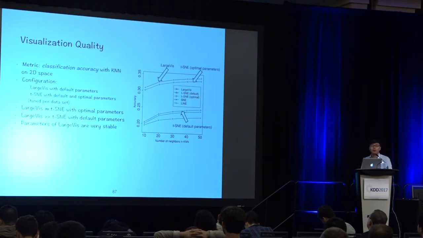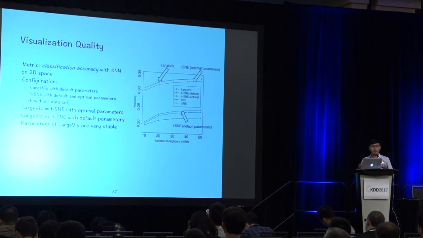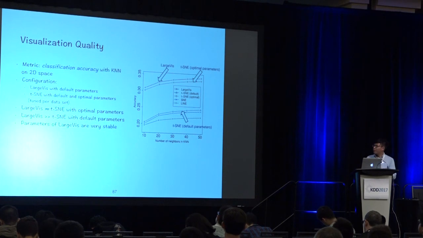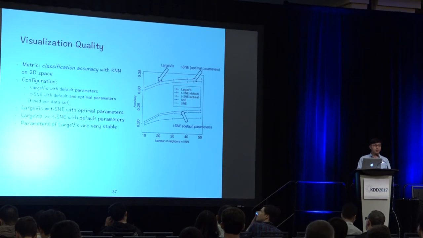We also compare the visualization quality generated by different algorithms. In practice it's actually very difficult to compare the quality of two visualizations. Intuitively, for a visualization, if we can make data points with the same label close to each other, then it's likely a good visualization. Therefore, we measure the quality of the visualization by using the classification accuracy with k-nearest neighbor on the low dimensional space. That means if the labels of my neighbors are the same as mine, then it's likely to be a good visualization. So this is the basic idea.